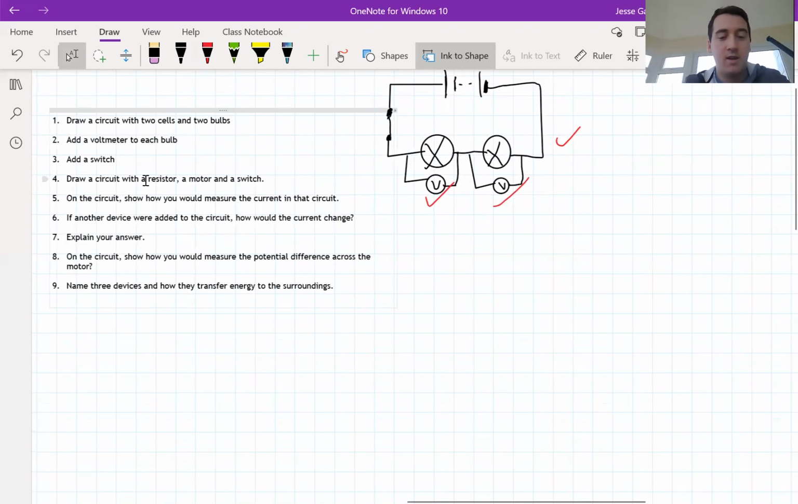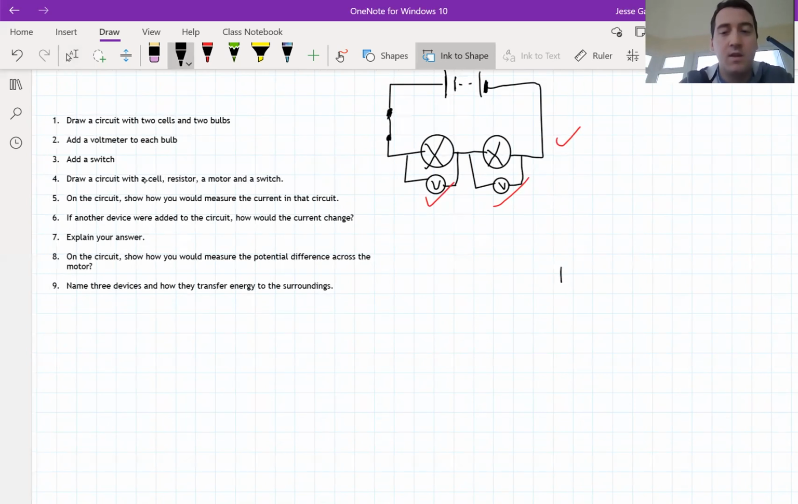With a cell, a resistor, a motor, and a switch. Right, so here's a cell, because remember, a circuit won't do anything without a cell. It's got no power then. So what do I need to add in? I need a resistor. So I'm going to stick the resistor here.